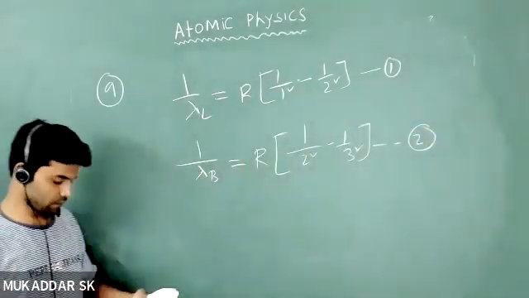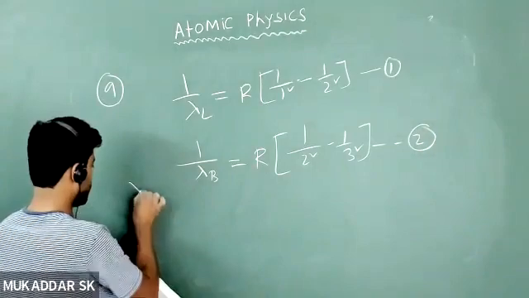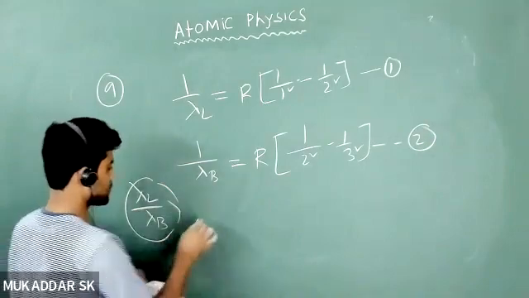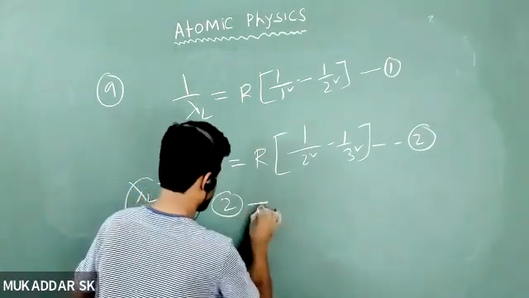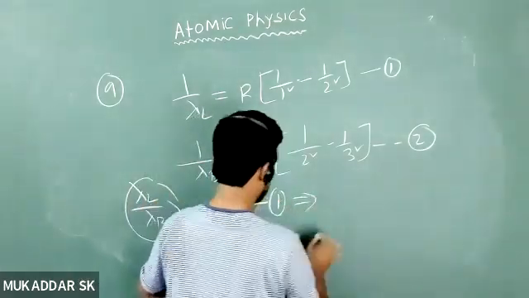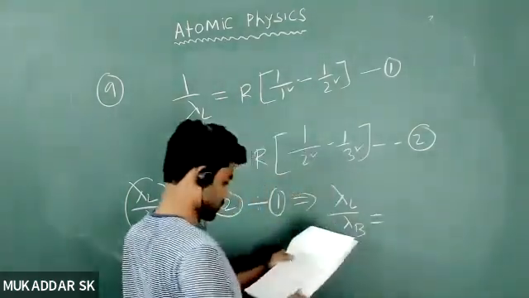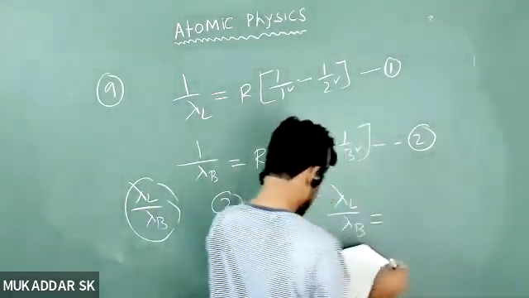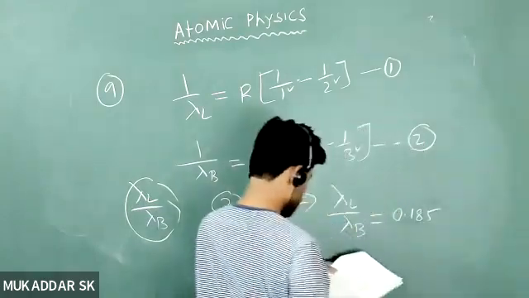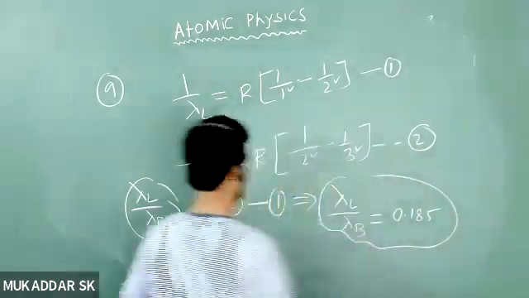Okay. So you have to calculate lambda L by lambda V. How will you calculate? Let us divide equation 2 by 1, and that will provide you lambda L by lambda V. That's a very simple question. If you do this simple algebra, you will get 0.185. This will be your ratio. It's a very simple question, nothing is there.